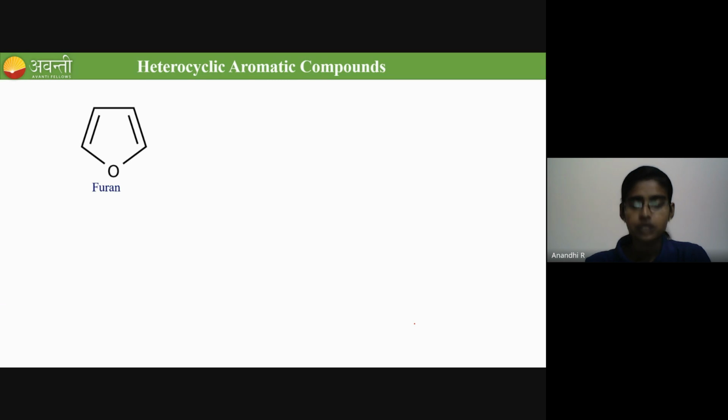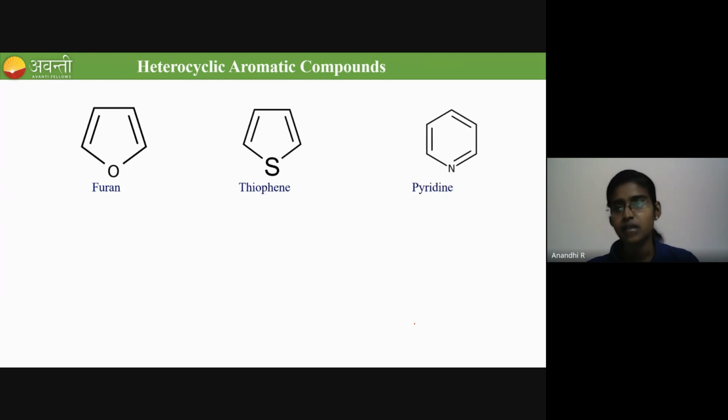So now you see, this furan is a heterocyclic aromatic compound, since one hetero atom, oxygen, is present in that ring. And here, thiophene, heterocyclic aromatic. Pyridine looks like benzene, but instead of 1 carbon, you have to write 1 nitrogen. Got it? So pyridine is heterocyclic aromatic.